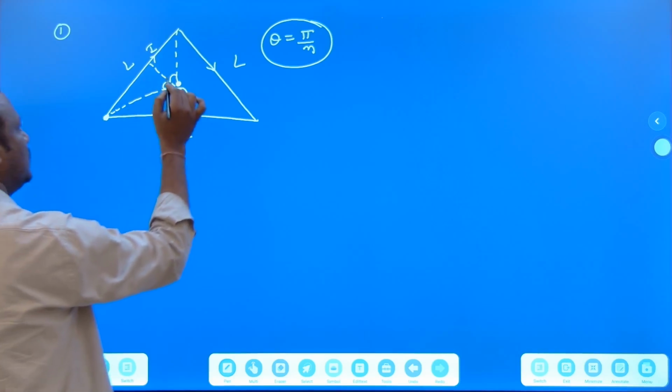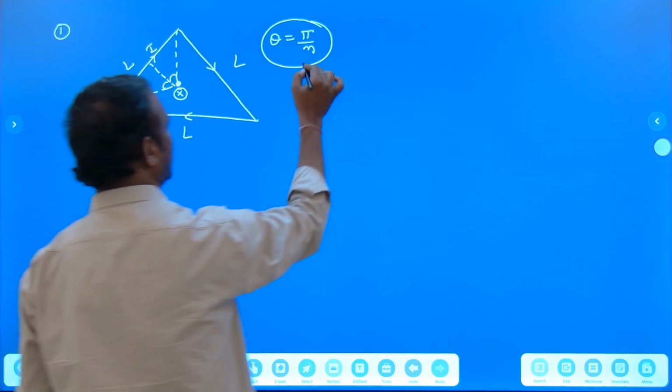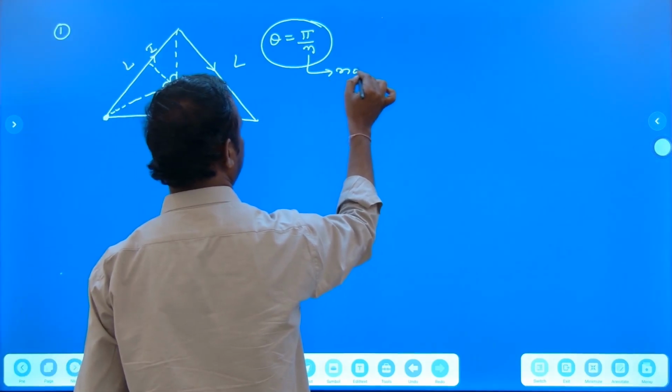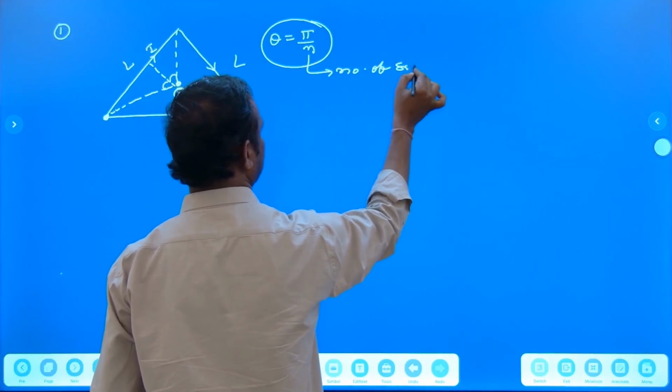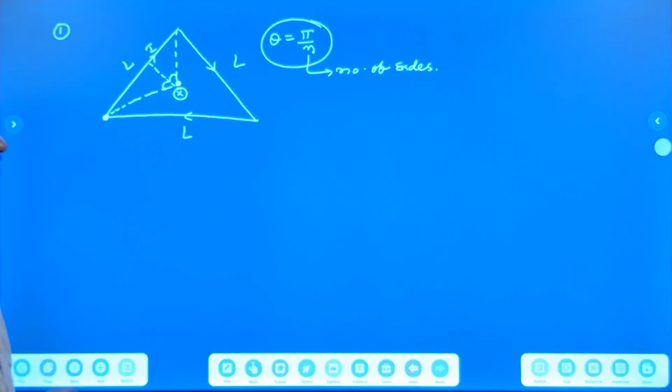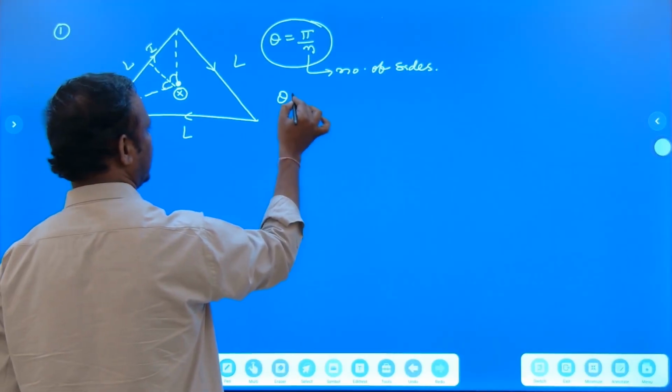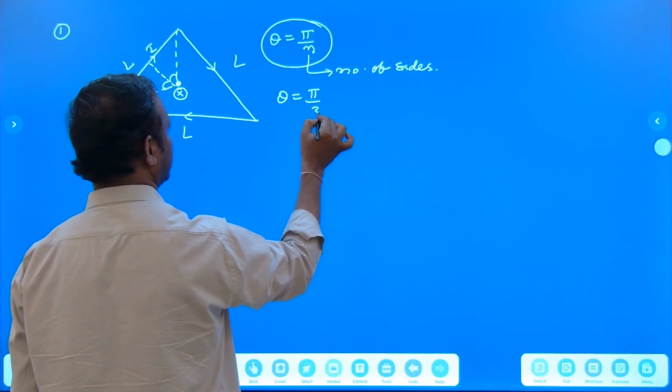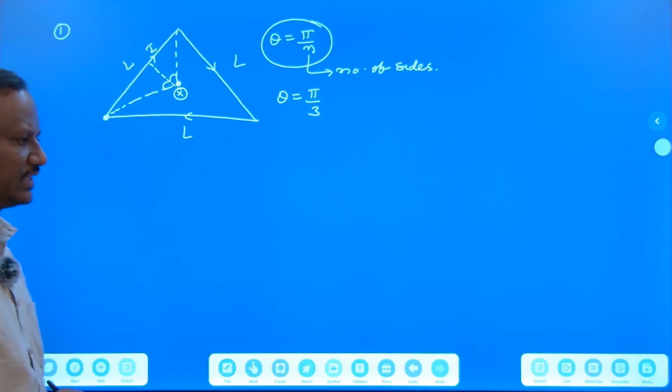Here n is the number of sides of the polygon. How many sides do we have? 3 sides. So theta is equal to pi by 3. Let me cross-check.